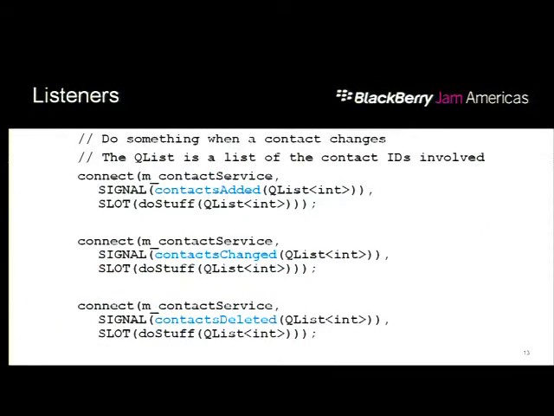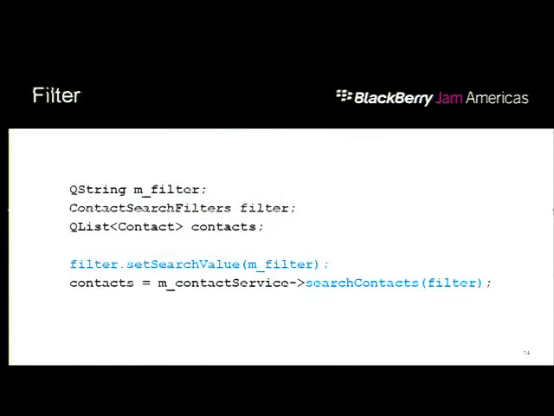You get a list of the IDs of the contacts that were changed. From there, you can display them or filter them. To filter, there's a search contacts method on the contacts service, and you just supply it with a filter. You set the search value, which is a string of some sort. So if you're looking for everyone whose name is Paul or something like that, you set that as the search value and search the contacts on that filter, and you will get a list back of all the contacts.